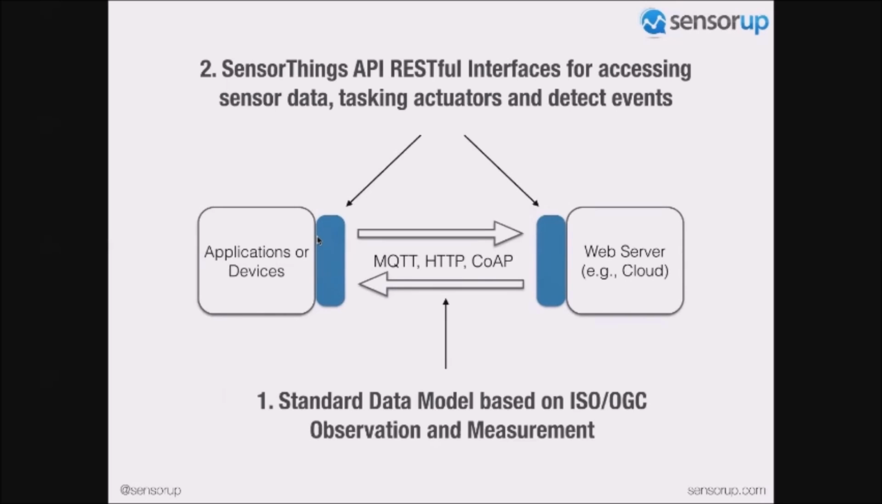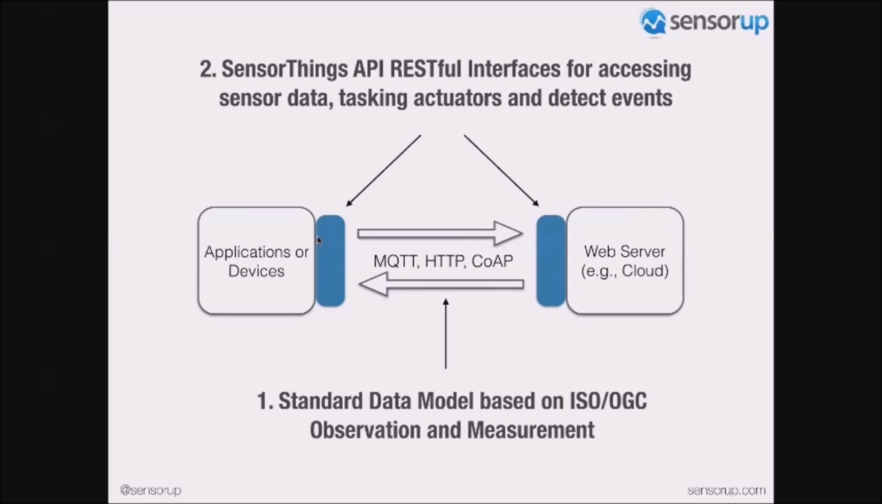So there are 2 components for SensorThings API. The first one is a standard data model based on the ISO/OGC observation and measurement. That's an international standard to describe any kind of sensor data observations. So with the standard data model, every application and device is able to understand the messages exchanged between them. And the second part is the interface standard. So that's the RESTful API interface standard to access sensor data, to task actuators, and detect events. And combine these 2 together, that's the OGC SensorThings API standard.